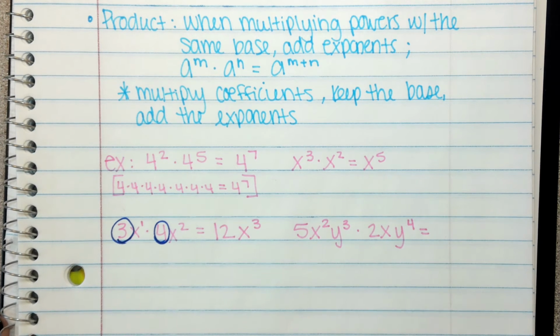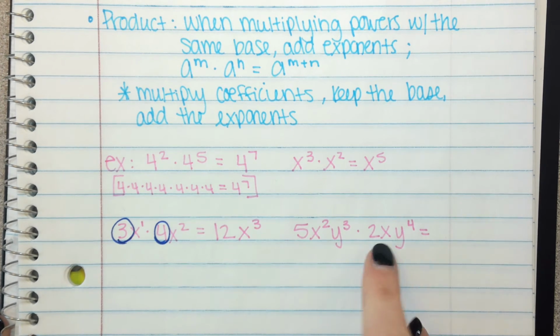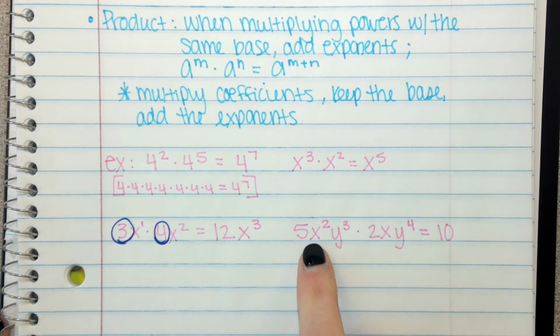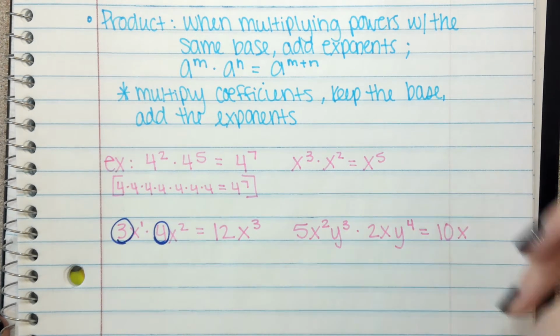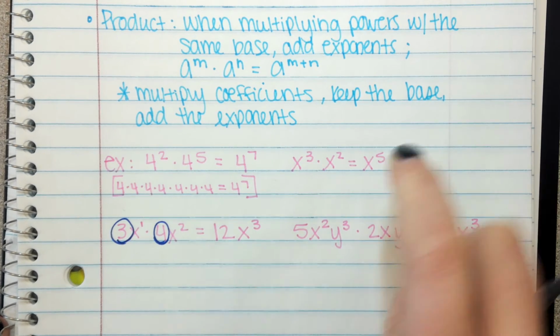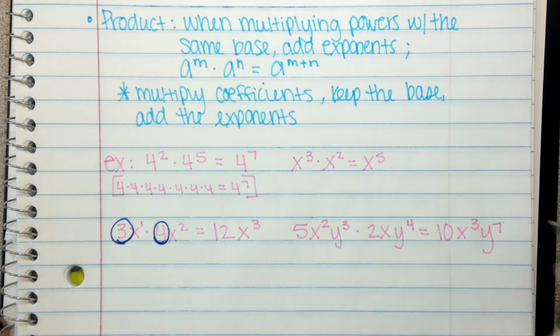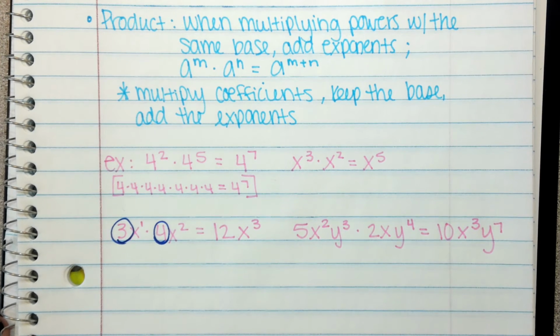Okay, so on this one, our coefficient, so 5 times 2 is 10. Keep the base, so x and x. So 2 and 1 is 3. And then we have y. 3 and 4 is 7. Okay, that's what we're doing here.